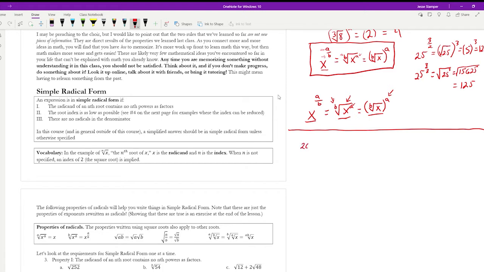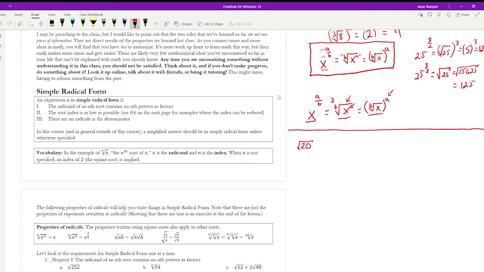Let's say I take the square root of 20. 20 is not a perfect square. 20 is not something multiplied by itself to get 20. There's no whole number that you can multiply by itself and get 20. So what I have to do is simplify this. To simplify this, I need to make sure there are no factors of 20 that I can take the square root of.